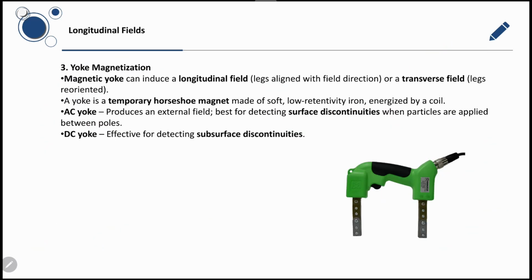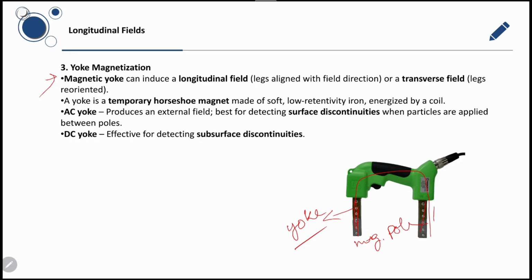The next topic is yoke magnetization. This is the yoke. It's like a temporary horseshoe magnet made from soft iron. It is energized by a coil. The electric current flows through, producing magnetism. These are the two legs of the yoke, which act like magnetic poles.